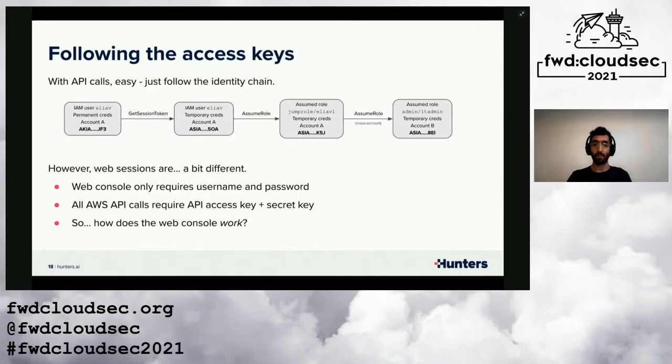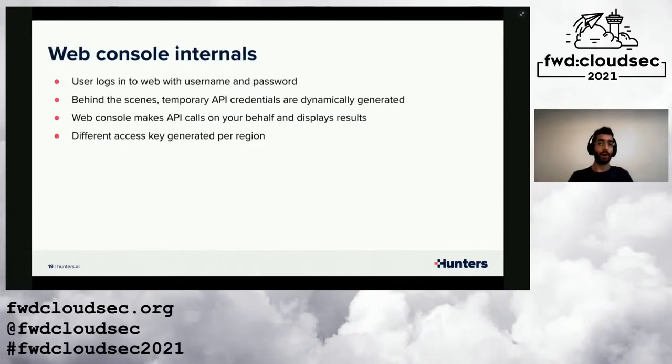So how does the web console work? As far as I know, all this is undocumented. What I've discovered so far is that when a user logs in with a username and password, behind the scenes temporary sets of credentials are dynamically generated and make API calls on your behalf, and then display that in the console. A different access key is generated for each region you work in. Sometimes I've even seen multiple access keys in the same region generated. So in this case, how can we know which access keys are part of this session, because it doesn't use the same chain as before?